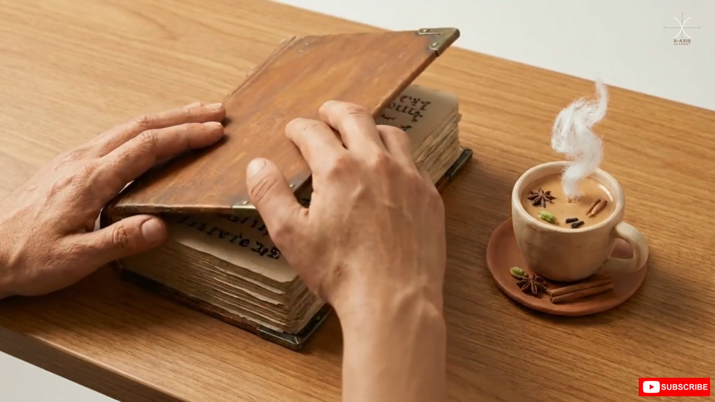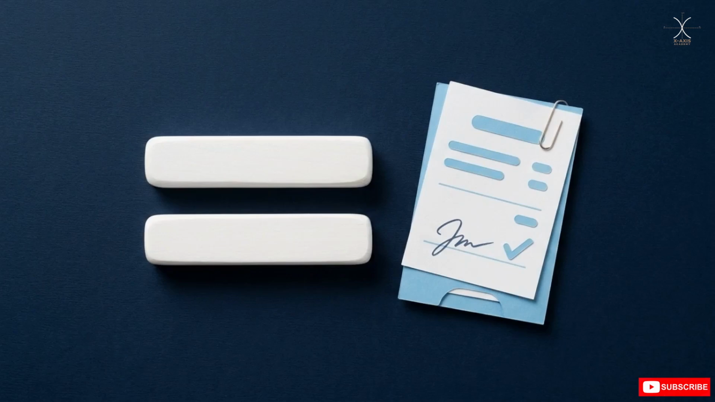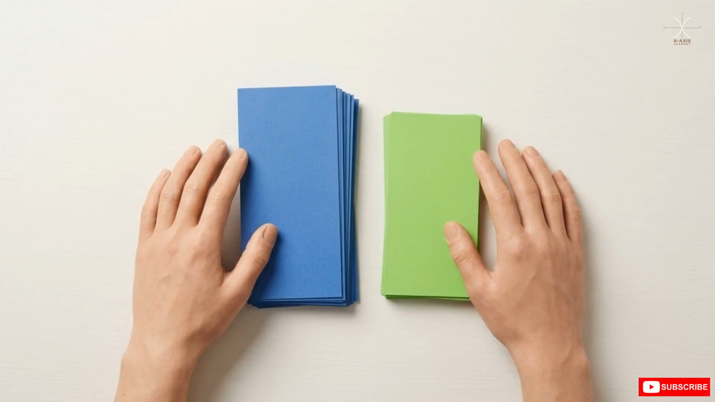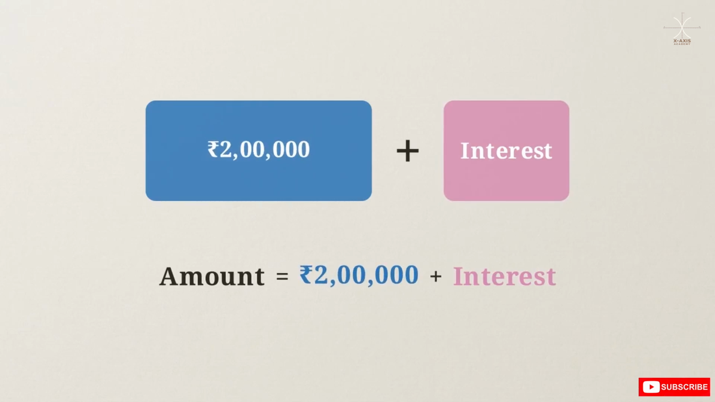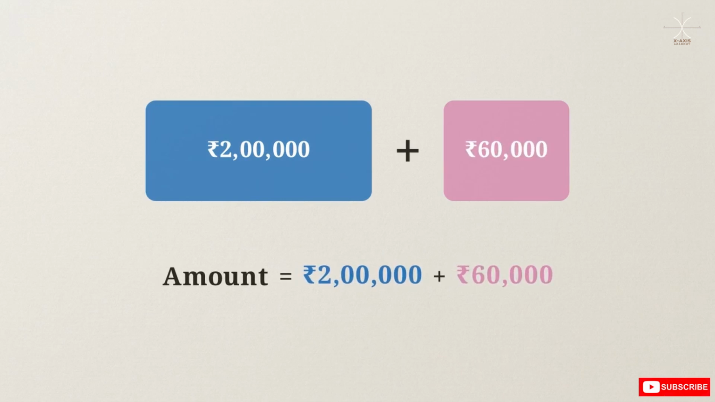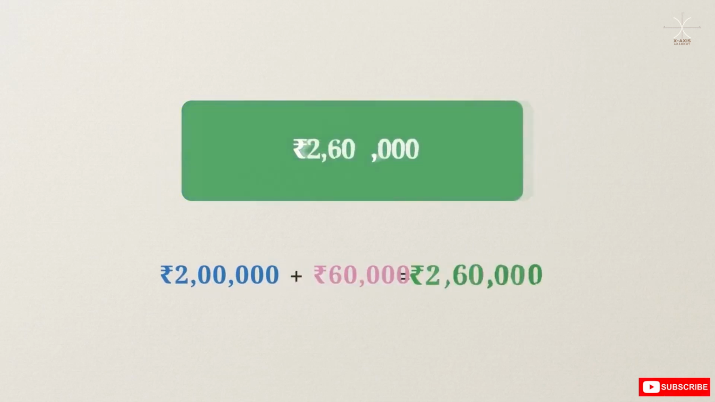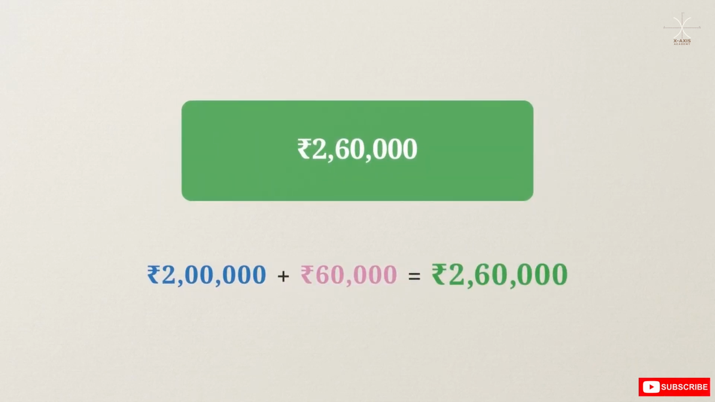settle their debt with the bank. This brings us to our final financial term, the amount. This represents the total final sum of money that the borrower must hand back to the lender. Calculating the amount is simple. It is the combination of the original money borrowed plus the extra fee that accumulated over time. For our cloth shop loan, we take the original principal of 2 lakh rupees and add the 60,000 rupees in simple interest. This means the total settlement amount to be repaid to the bank is 2,60,000 rupees.